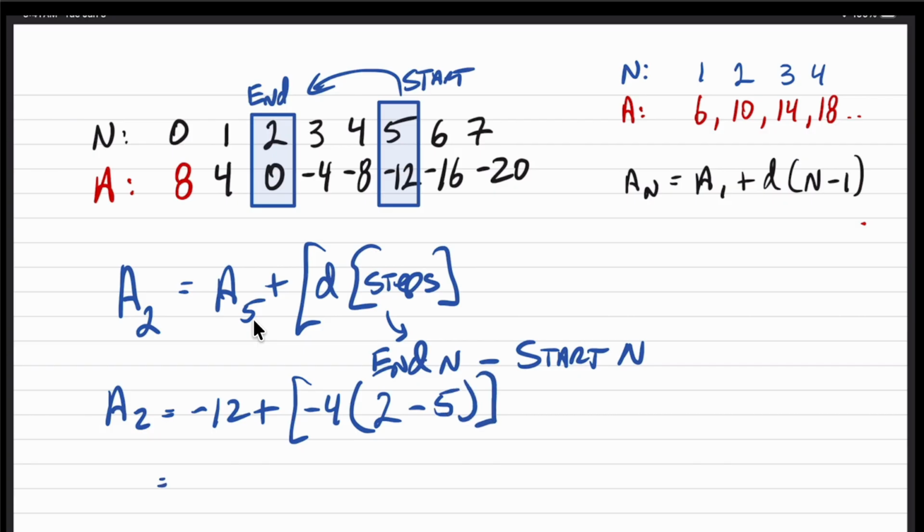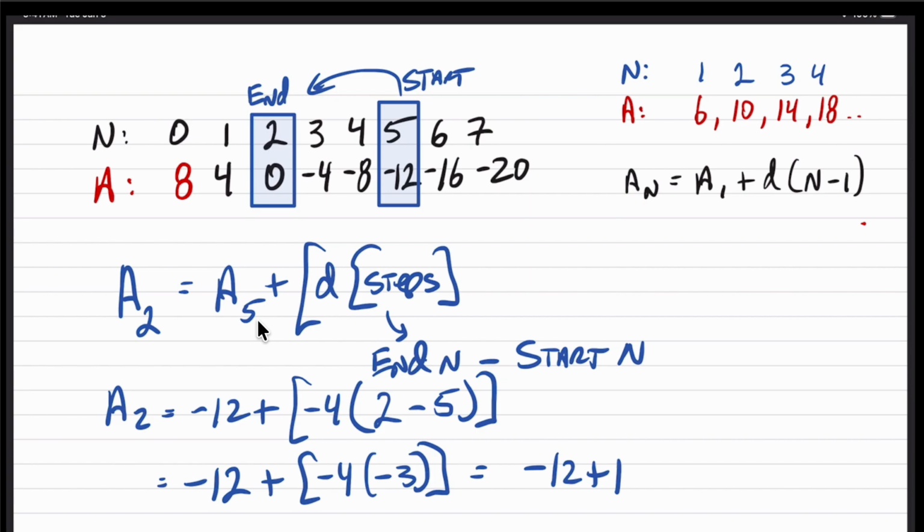So that's going to equal negative 12 plus negative 4 times negative 3. That's going to be negative 12 plus 12, and it should be 0. And indeed, if we look at the answers, which are up here, the value at 2 is in fact 0.